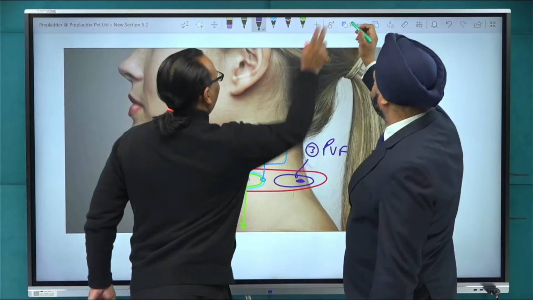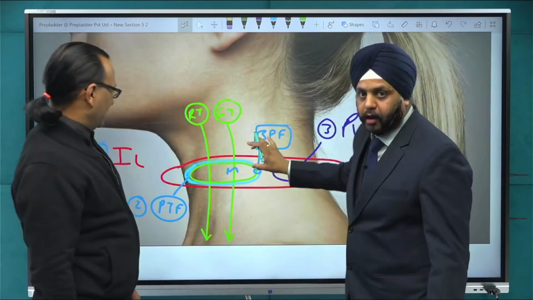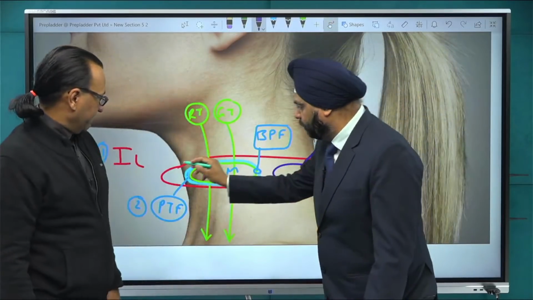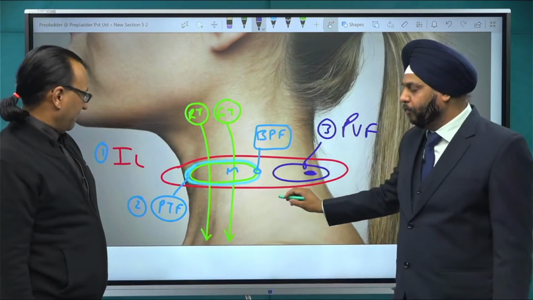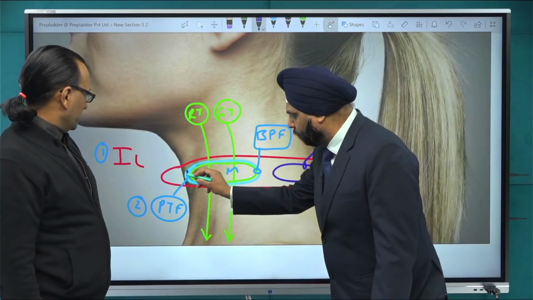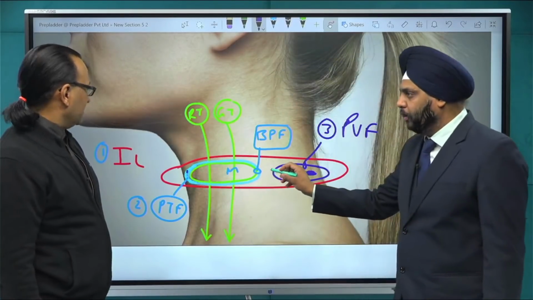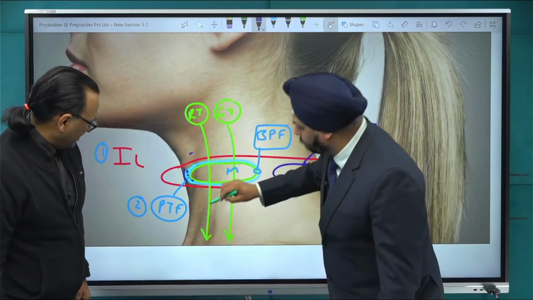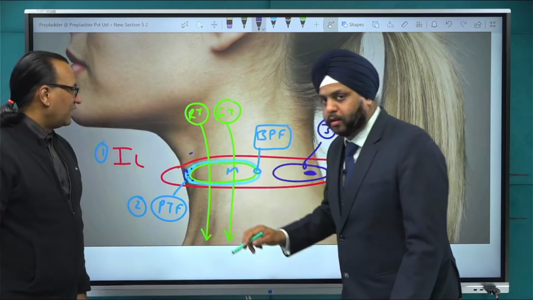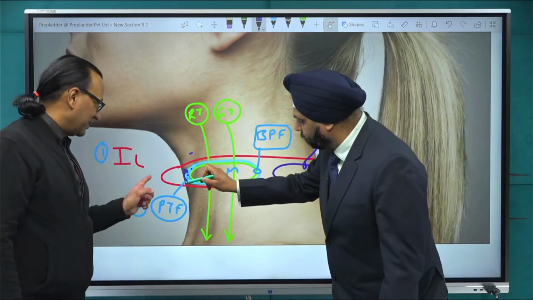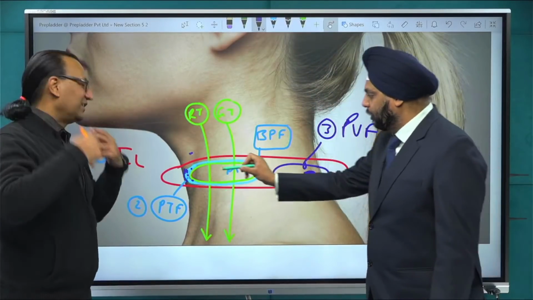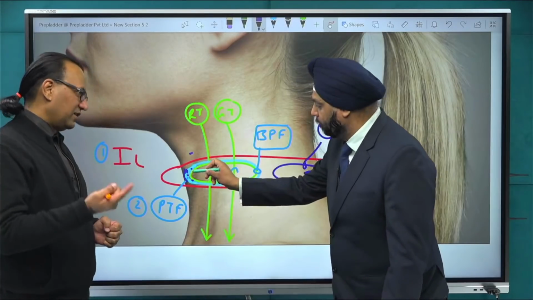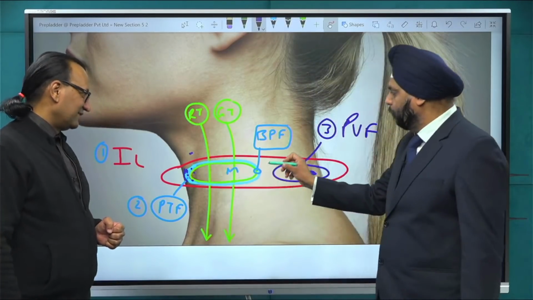Sir, may I add to it? Yes, please. So what we say in ENT, we have the three layers as sir has described. The number one is the superficial layer of deep cervical fascia. The second one sir has described is the middle layer of deep cervical fascia. We split it into two layers, the muscular layer and the visceral layer. The muscular layer encloses the strap muscles, the sternohyoid and the sternothyroid. And then the visceral layer encloses the thyroid, the trachea, and the esophagus.